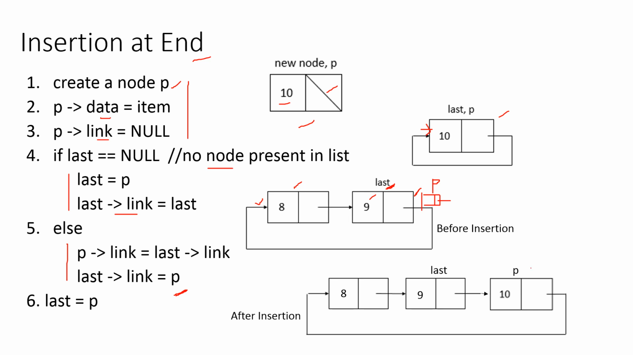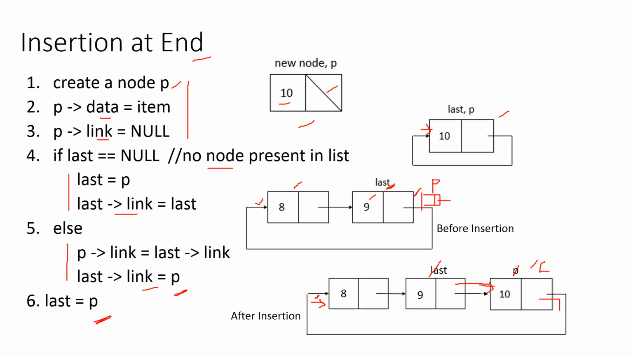So you have inserted the node P, and link of P is link of last, because before insertion of P, this link was link of last. So P link is equal to last link, and then this is where it is connected: last link is connected to P. Now this is not the last one, this is the last node. So that is given in the step, last is equal to P.